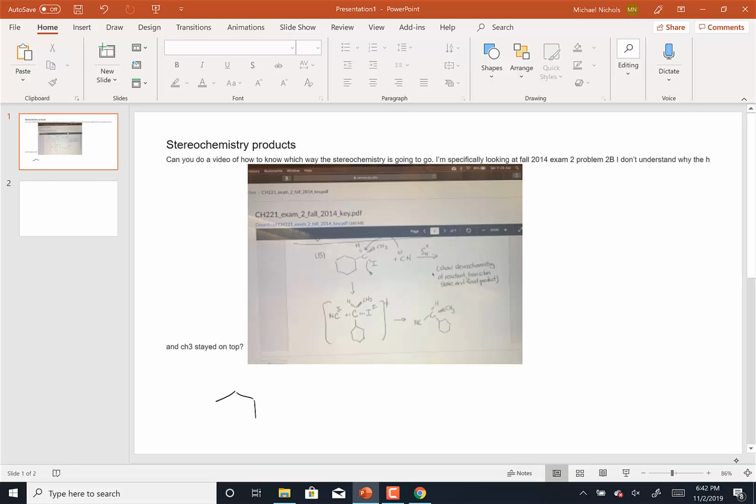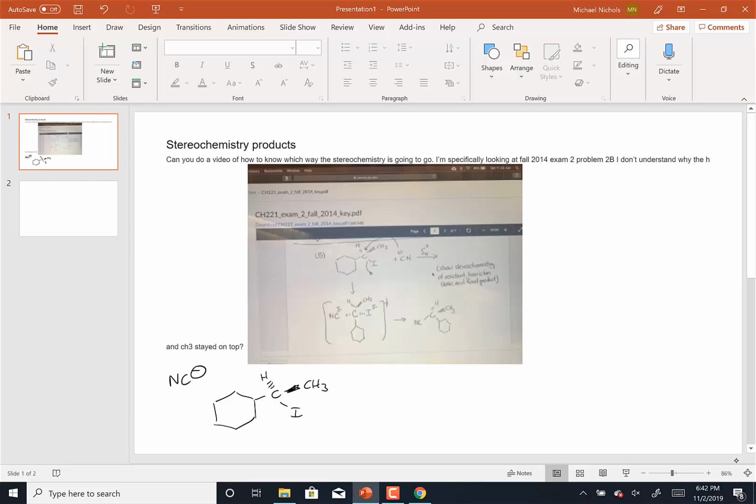Well, we have a cyclohexane ring. We have off of that a carbon with a hydrogen on the dashed wedge, a methyl group on the bold wedge, and the leaving group, which is iodine. And we're going to add to that a C triple bond N, where the C is N minus.